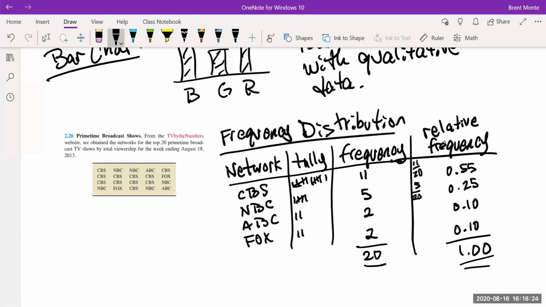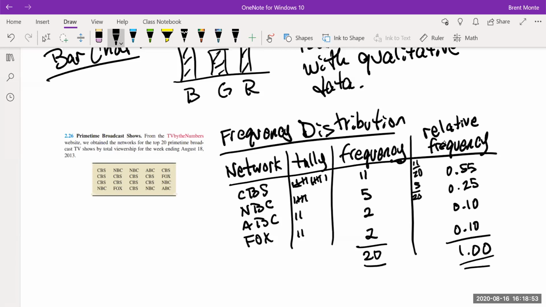So the way I have it written now is actually a relative frequency distribution. And in relative frequency, you can just put network and relative frequency if you want to. If you wanted to put those as percentages instead of decimals, you're welcome to do that. 55%, 25%, 10% and 10%, it's all good. But that's a frequency distribution or a relative frequency distribution, depending on how you want to look at it and which of those columns you're going to include.